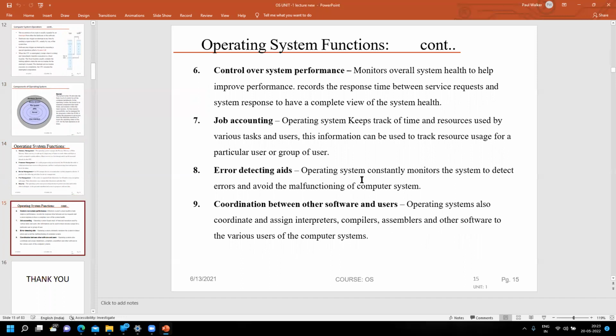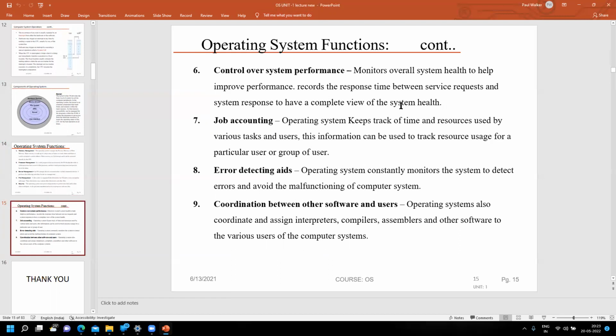The operating system has several other functionalities, such as control over accounting, job accounting, error detection, and coordinating other software and users. Control over other systems. It monitors all the parts of the system and improves performance each time it handles a service request and service response between the client and the server. It is also capable of job accounting.